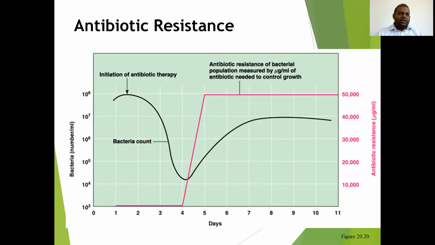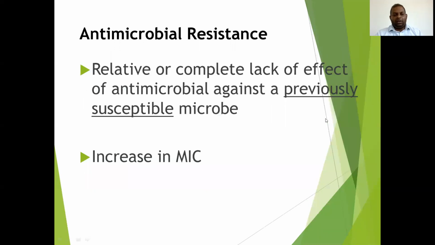Antimicrobial resistance. I won't go into much detail about this. You know it's a familiar concept. On initiation of antimicrobial therapy, the bacterial count initially goes down, but an antimicrobial resistant bacterial population subsequently emerges. So in time, the bacteria that were initially killed can now stand against these antibiotics. This is a relative or complete lack of effect of antimicrobial agents on a previously susceptible microbe. So what would happen to the MIC? The MIC will increase. If we do the MIC again after 3 to 4 days, it will have increased.